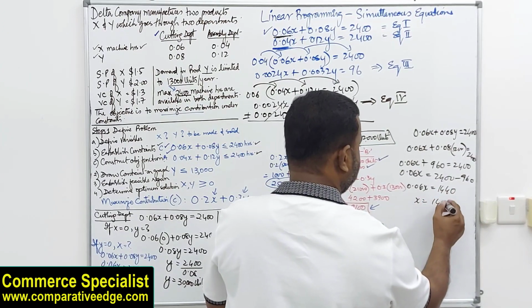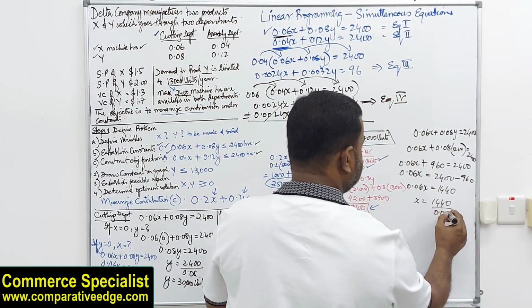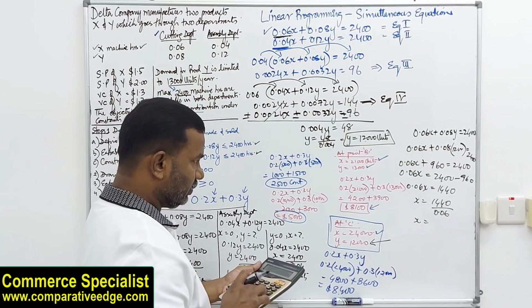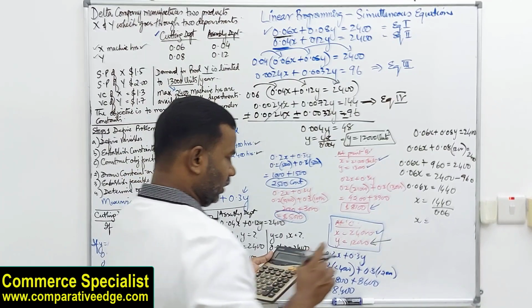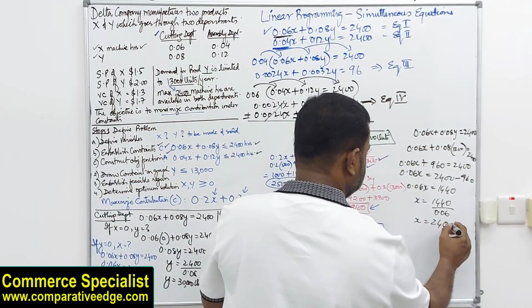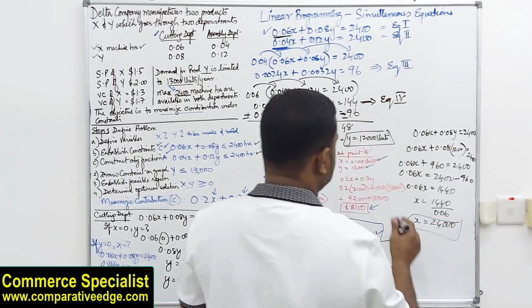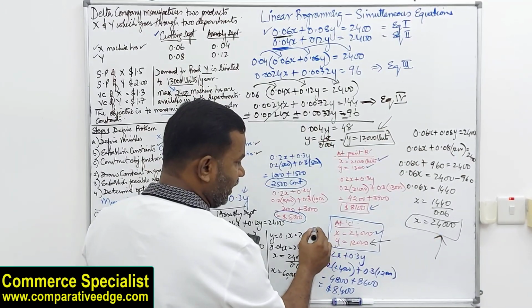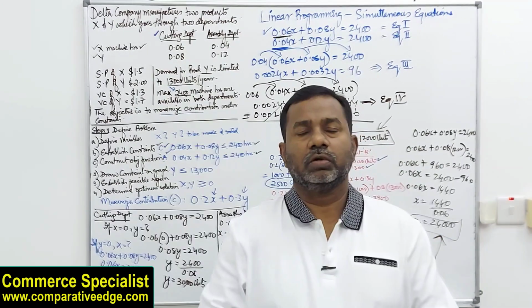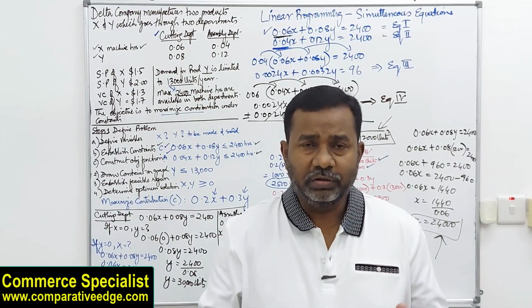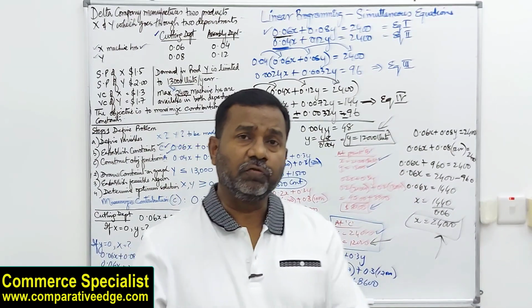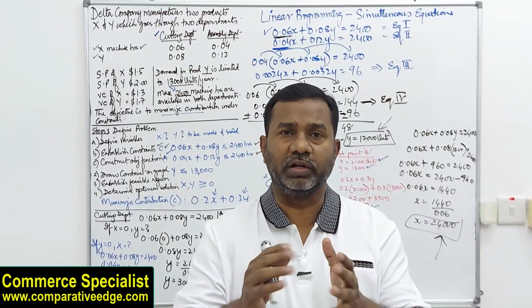X will be 1440 divided by 0.06, and x will be 24,000. So y is 12,000 and x is 24,000, the same answer we got in the graphical method. I hope you have understood the graphical presentation and simultaneous equations for solving questions relating to linear programming.